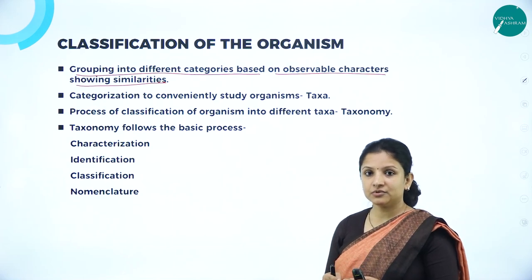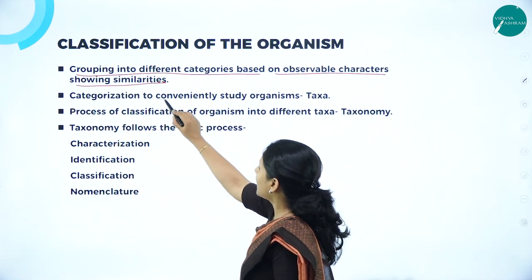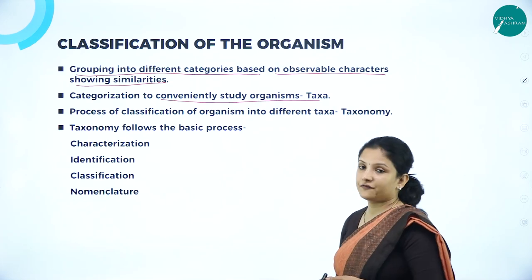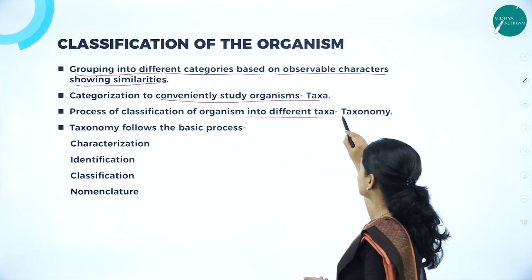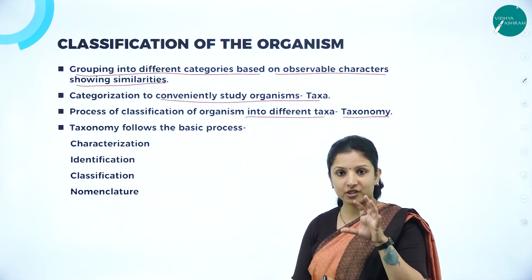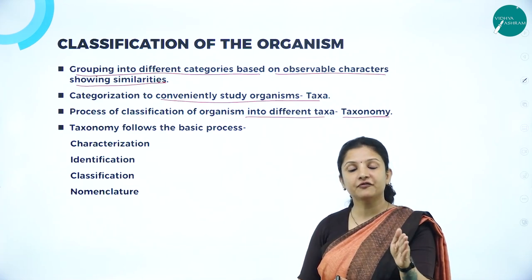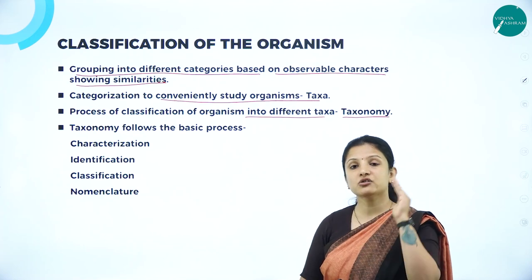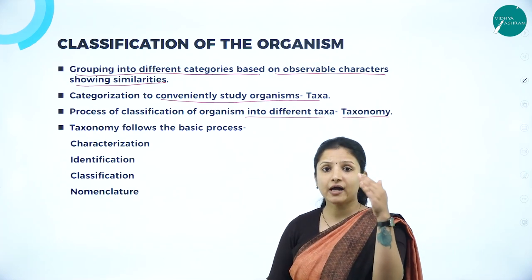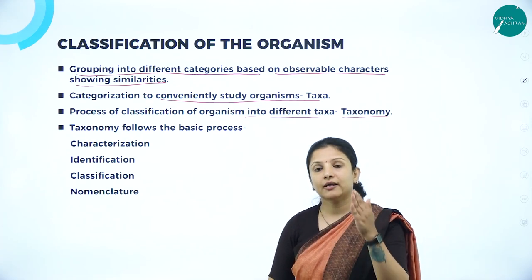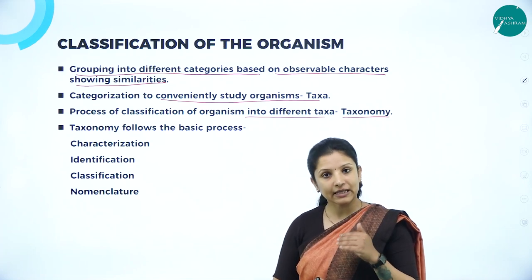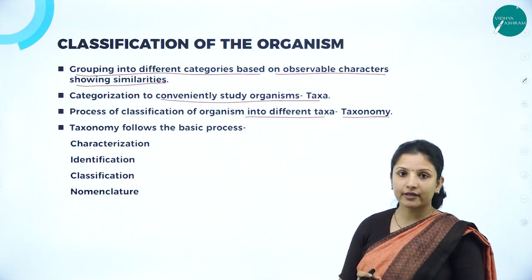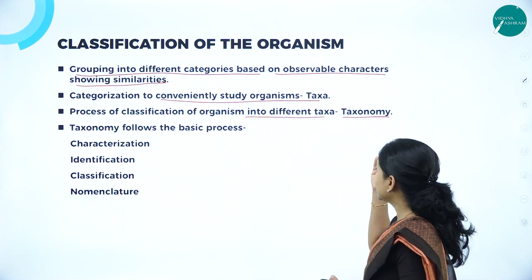So here the organisms are classified or categorized to conveniently study them, and that particular categorization is called taxa. And the process of classification of organisms into different taxa is called taxonomy. So based on the morphological characters, we have categorized the organisms into different taxa. Taxa means the unit of classification. Like kingdom is one unit of classification, or kingdom is one taxa, species is one taxa. So we have kingdom, phylum, then order, class, genus. All those are the different taxa or units of classification. We'll study about that in the coming slides. So the process of classification of an organism into different taxa or different units is called taxonomy.